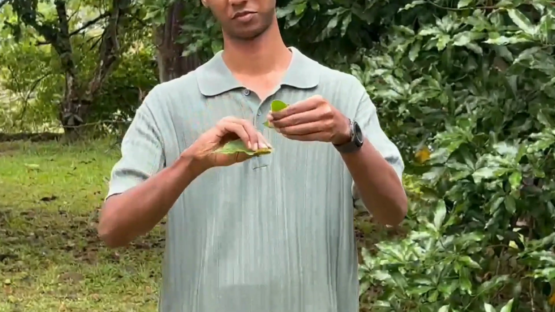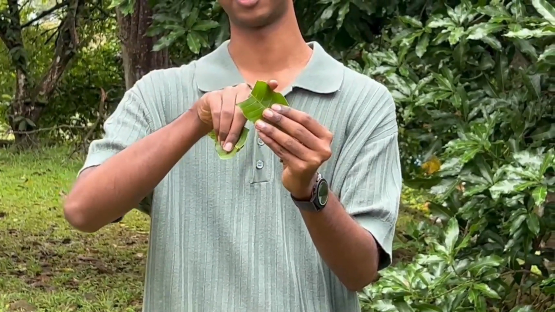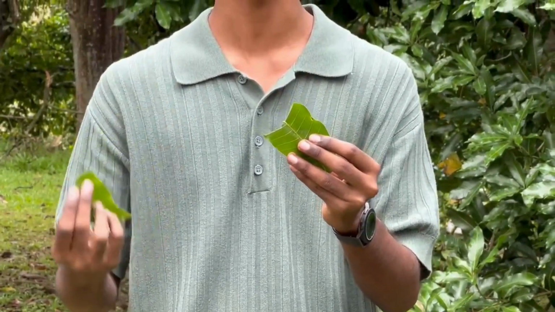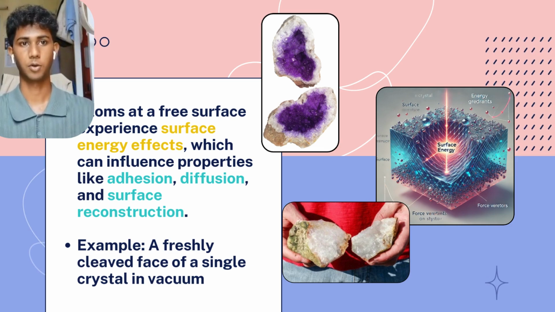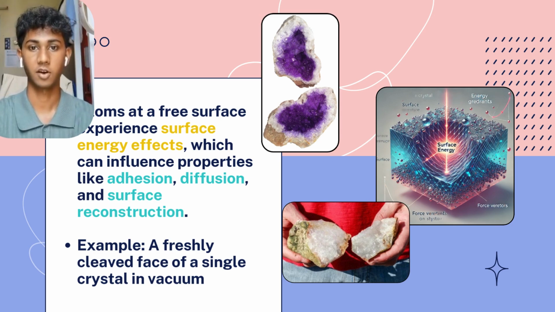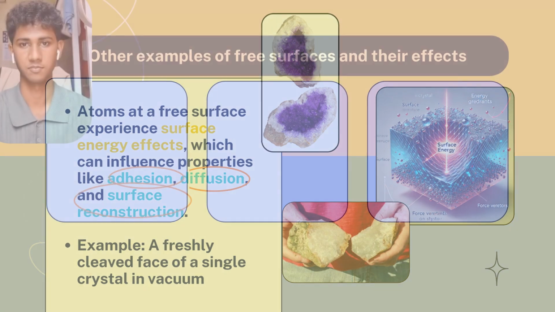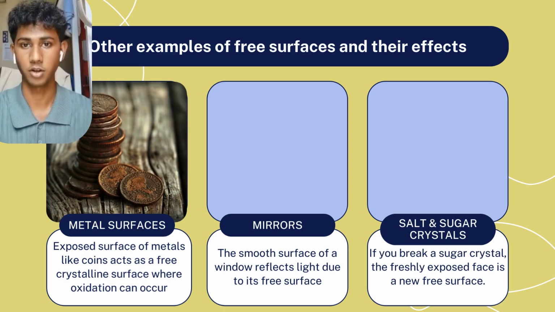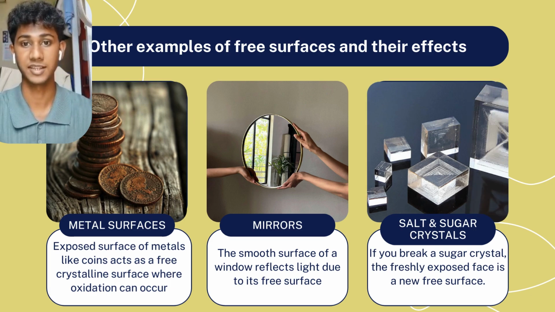In material science, a free surface refers to an unconstrained external surface, where the free surface of the crystal is not in contact with any grain or atom of the same crystal. So the atoms that are exposed on the free surface may undergo changes or reactions such as surface energy effects, since they are exposed to the environment. It can influence properties such as adhesion, diffusion, and surface reconstruction. Other examples of free surfaces and their effects in our daily lives are the metal surfaces of coins, mirrors, and salt and sugar crystals.